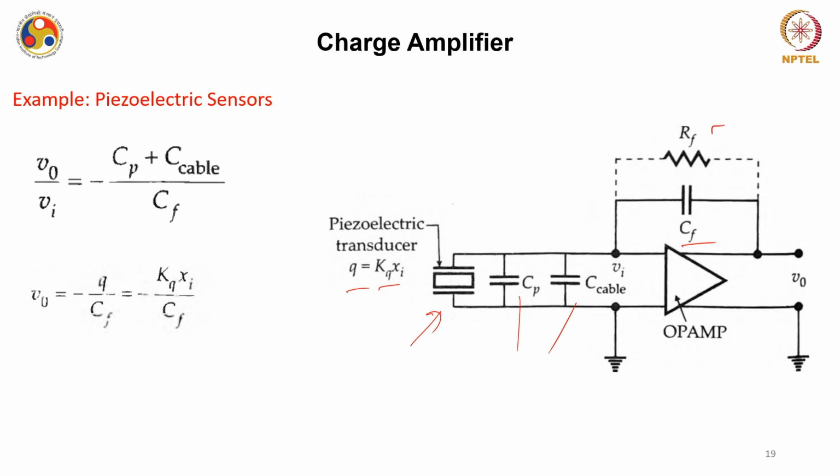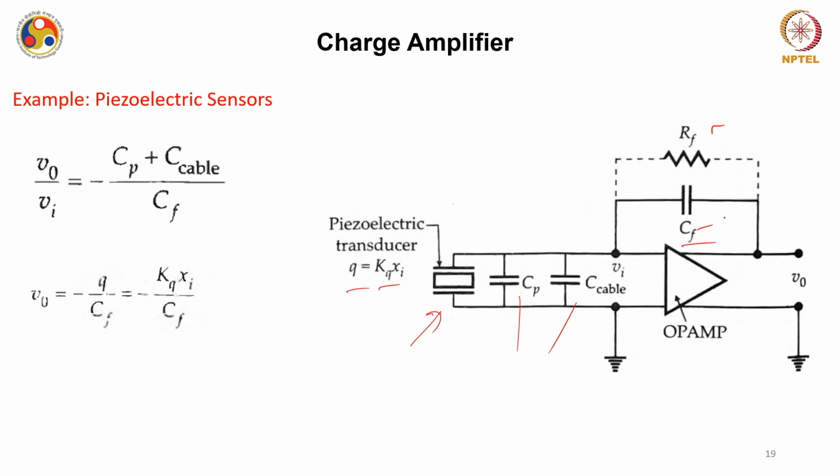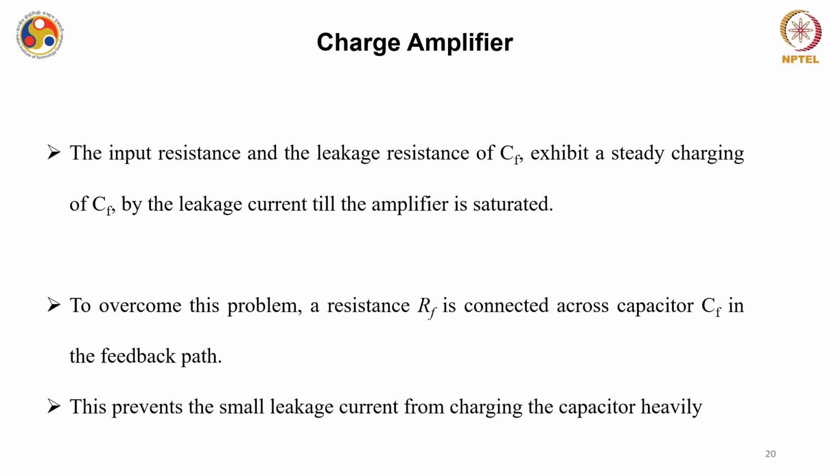So this V naught by Vi can be written as minus (Cp plus C cable) by Cf, while this output in terms of charge can be written as V naught directly proportional to Q, or V naught is equal to minus Q by Cf, or minus Kq into Xi by Cf. The input resistance and the leakage resistance of Cf, in this case the feedback capacitance Cf, exhibit a steady charging of Cf by the leakage current till this amplifier is saturated.